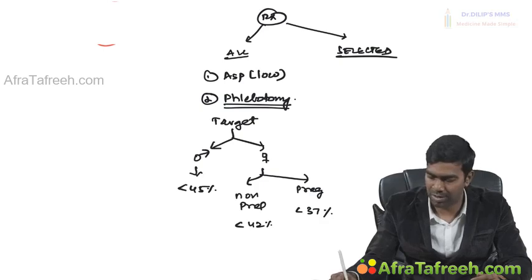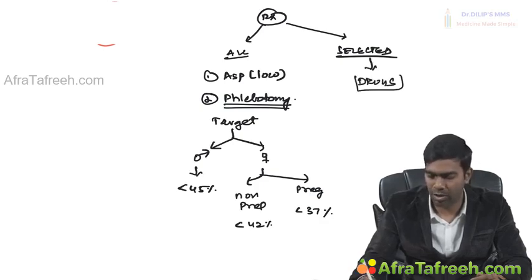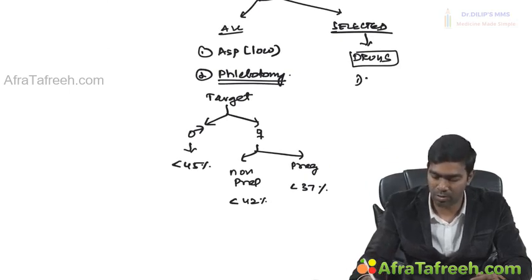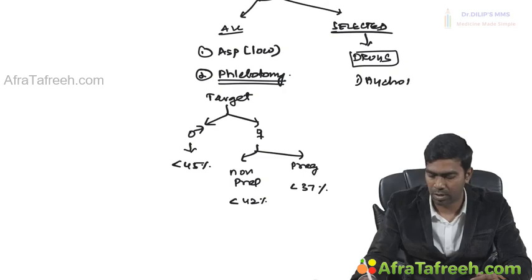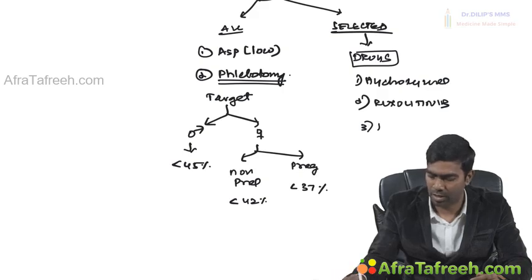Especially for certain people, we are going to use selective drugs. What are the selective drugs? You can use hydroxyurea. Any one only we are going to use, or we are going to use a drug called ruxolitinib, or we are going to use a drug called pegylated interferon alpha. And a lot of supportive treatment is also there.